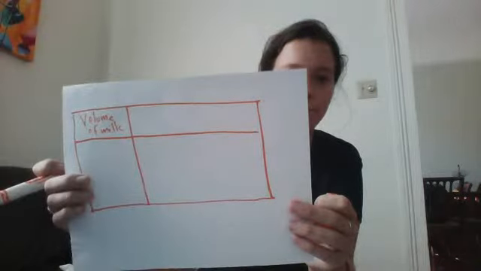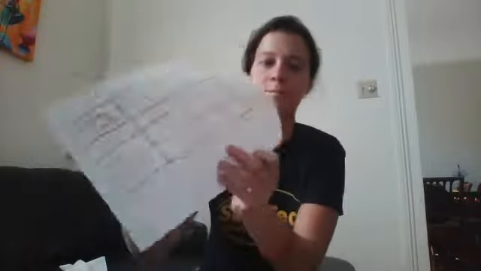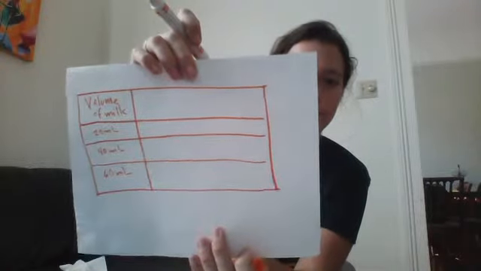So in your notebook, your table should look like mine. And I had 3 different volumes, 20 milliliters, 40 milliliters, and 60 milliliters. Notice how I'm including my units. So I remember it's not 20 ounces of milk or 20 gallons of milk.